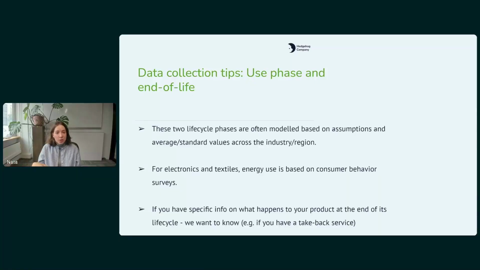As I mentioned in the first part of this data tutorial, so in the first video, the use phase and the end-of-life phase of your product are usually modeled based on secondary data. We will use various assumptions, such as average or standard values across the industry or the region from LCA guidelines or from regional statistics. And we can also use additional scientific literature to make assumptions. In the electronics sector and the textile sector, the energy used during the use phase of the product is often based on consumer behavior surveys. So if you have that information, then we also like to know.